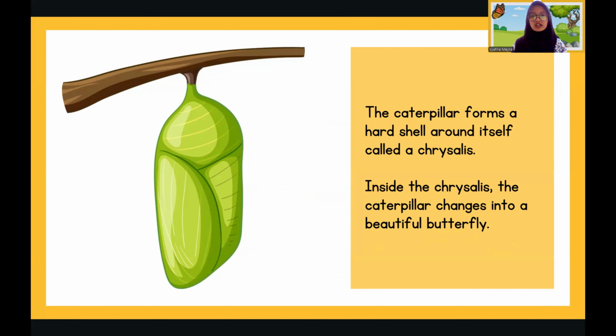Once the caterpillar is fully grown, it transforms into a pupa or a chrysalis. This is a special time because the caterpillar will stay in this protective case for a few weeks to several months. Inside, amazing changes are happening. The caterpillar is turning into a butterfly.